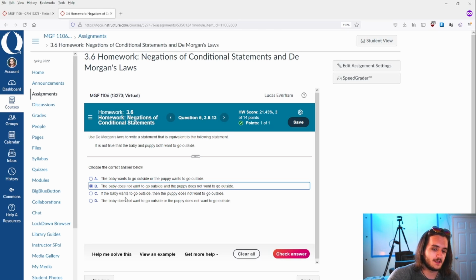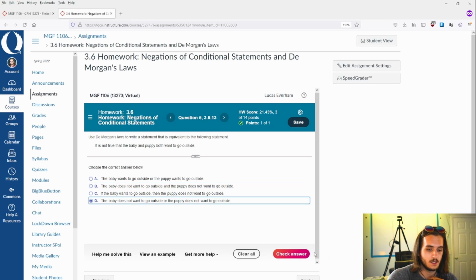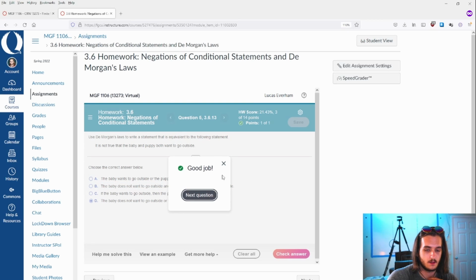If the baby wants to go outside, then the puppy does not. That's something else. That's again talking about the relationship between these types of things in conditionals, where finally for part D, the baby does not want to go outside, opposite of the first part, or opposite of and, the puppy does not want to go outside, opposite of the second part. So D is our answer here.